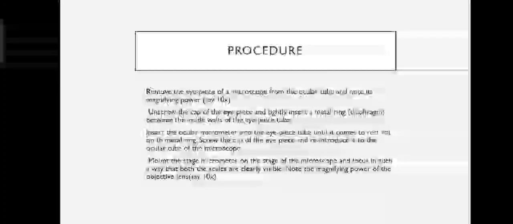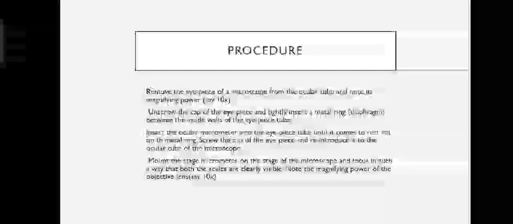It involves the following steps: removing the eyepiece of the microscope from the ocular tube and noting its magnifying power. Then unscrew the cap of the eyepiece and tightly insert a metal ring between the inside wall of the eyepiece tube. Then insert the ocular micrometer into the eyepiece tube until it comes to rest flat on the metal ring.